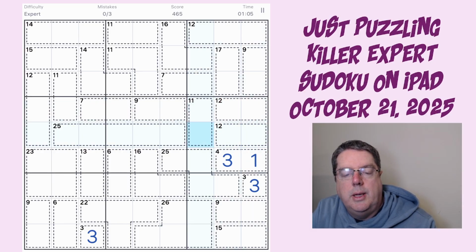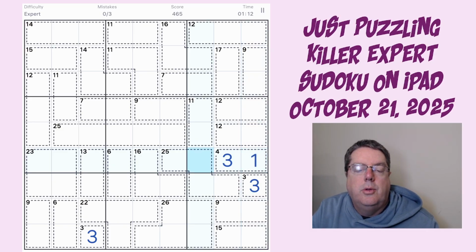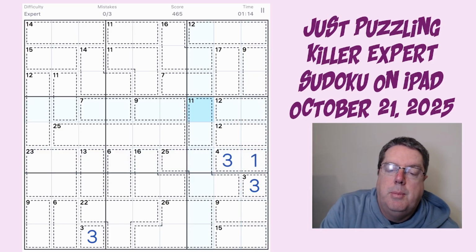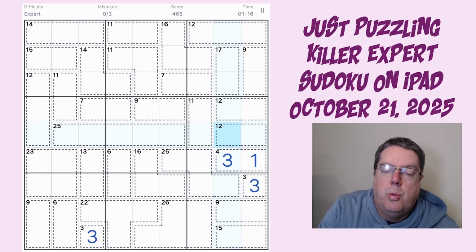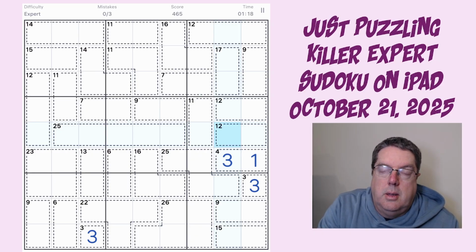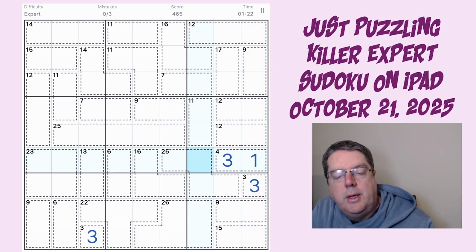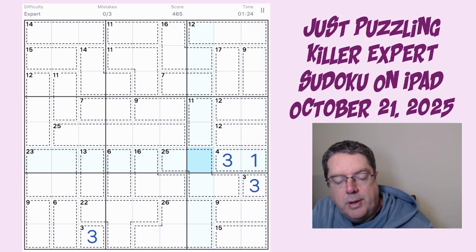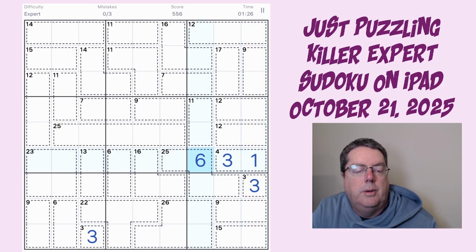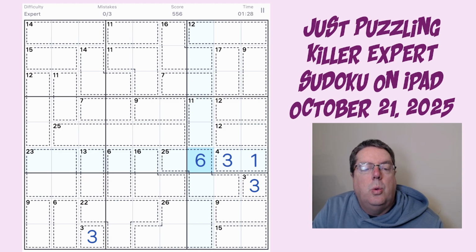There's a full cage here, a full cage here, a full cage here, and a full cage here, and there's one cell there. So if I look at that, 11 plus 12 is 23, plus 12 is 35, plus 4 is 39. So this cell, to get to 45, would have to be a 6. Alright, so that's that, and we'll see if anything else pops up that can help.